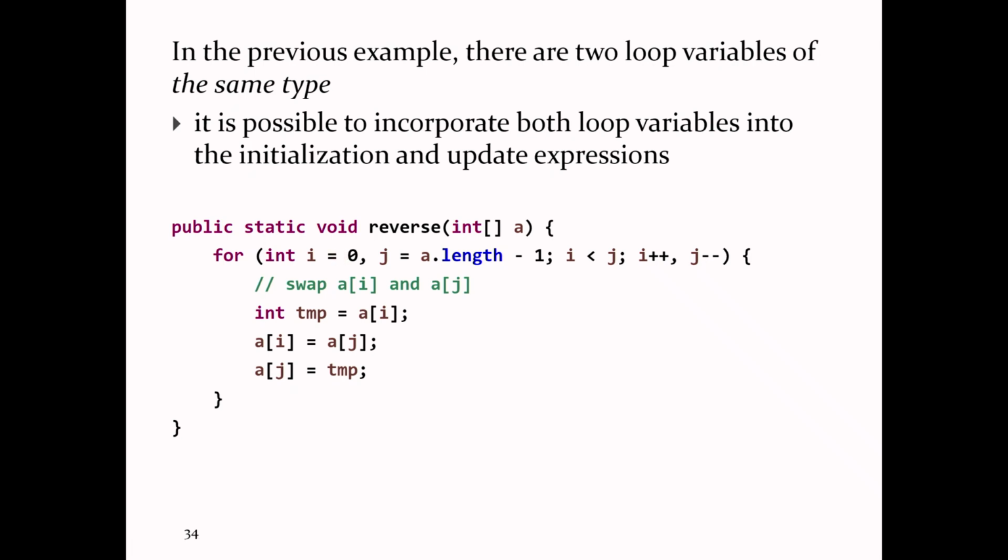So I can set i to 0, and I can declare and set j to be length minus 1. Similarly, in the update part, you can update both variables as well. So I can increment i upwards and decrement j downwards at the same time. This would be the preferred way to write this loop.